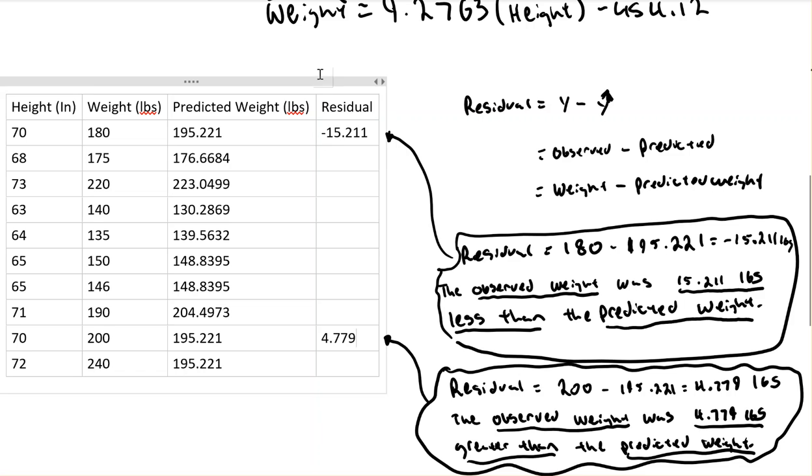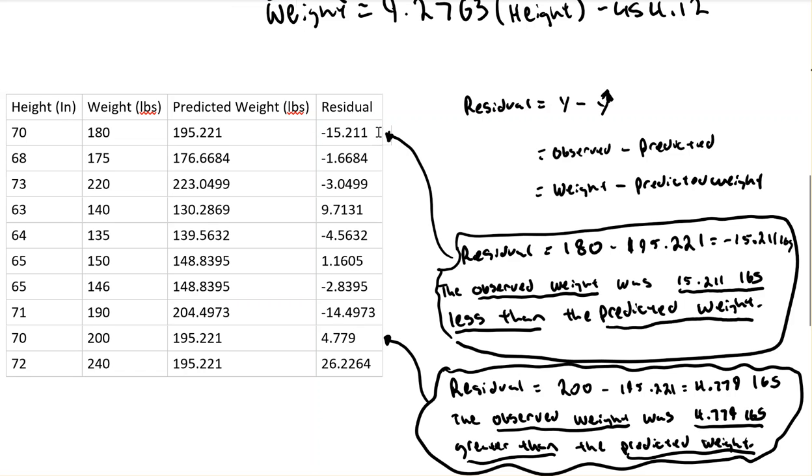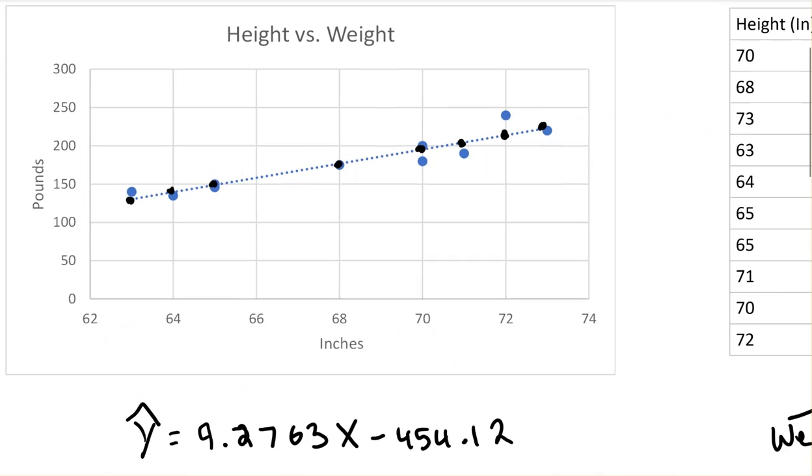And you can do this for all the different values in our data set to get an idea on how far all our predictions were from the data. And this gives us a numerical value, so we don't just have to visualize how far away our dots are from our least squared regression line.